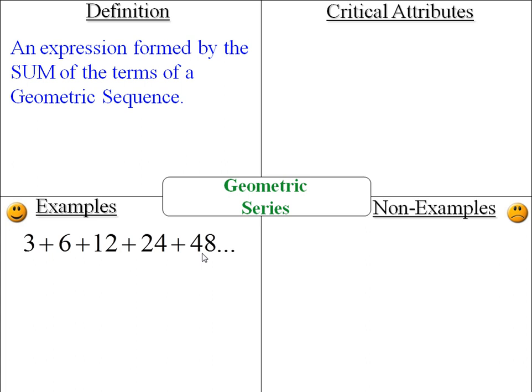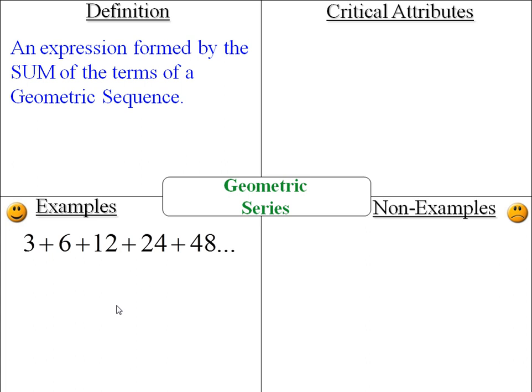Yep, that's right. We can multiply by 2 to get that number. So if we're multiplying, that means our R is 2. Okay? So that means it is a geometric sequence, but since we're adding each term, that means now it's known as a geometric series. That is correct.